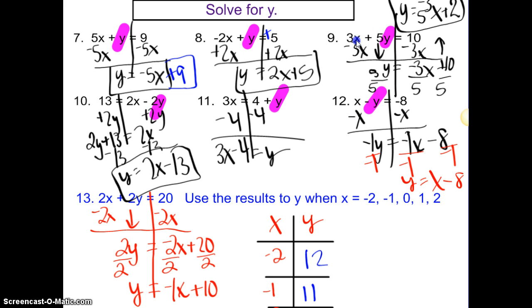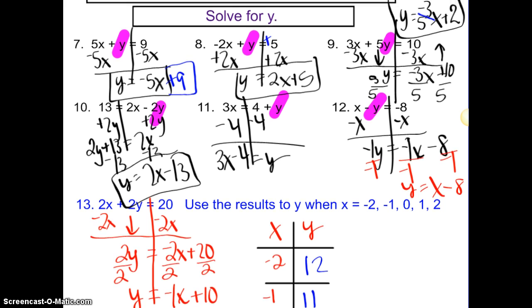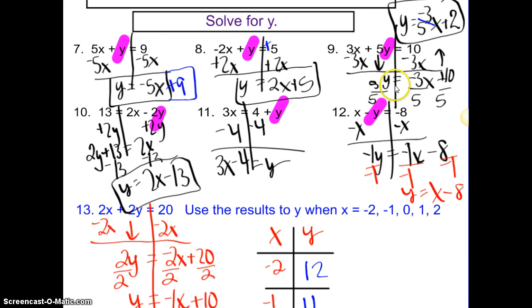Number 9. Show your work, because if you don't show your work, stuff gets lost. Maybe you can do this in your head. I want you to show your work anyway. This one, so I subtract my 3x's, but then I have to divide it by 5. So negative 3/5 x, you just leave it like that, totally cool. And then you've got your 10 is divided by 5 as well. You got to divide everything by 5, so plus 2.